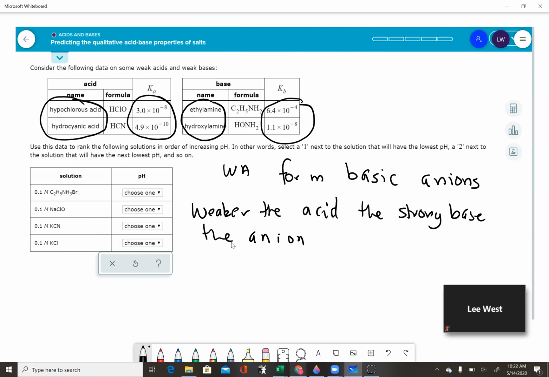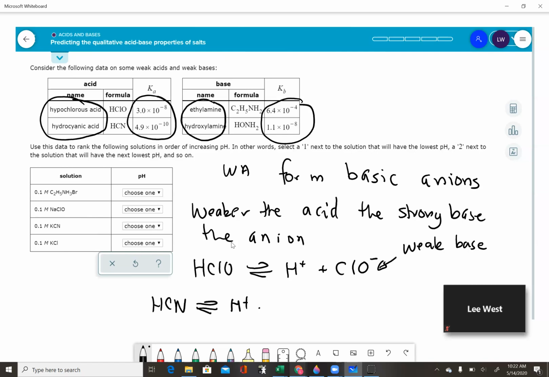So if I look at these two acids over here, HClO will be in equilibrium with H plus and ClO minus, and what we're really saying here is that this anion will be a weak base. And then additionally, if we look at the next one, hydrocyanic acid, HCN, will be in equilibrium with H plus and CN minus, and that also will be a weak base.